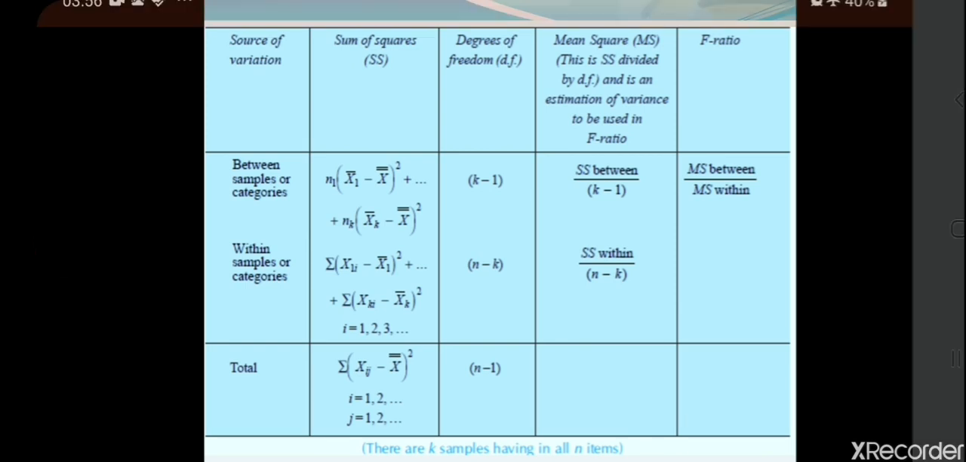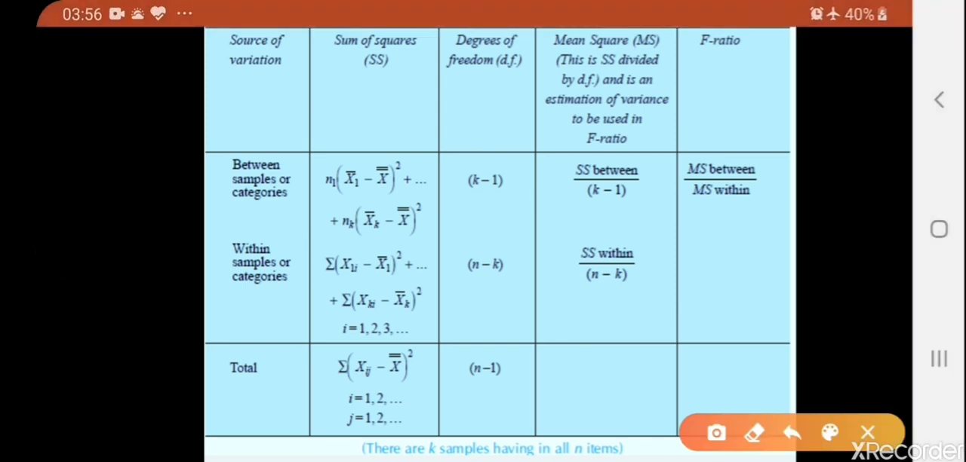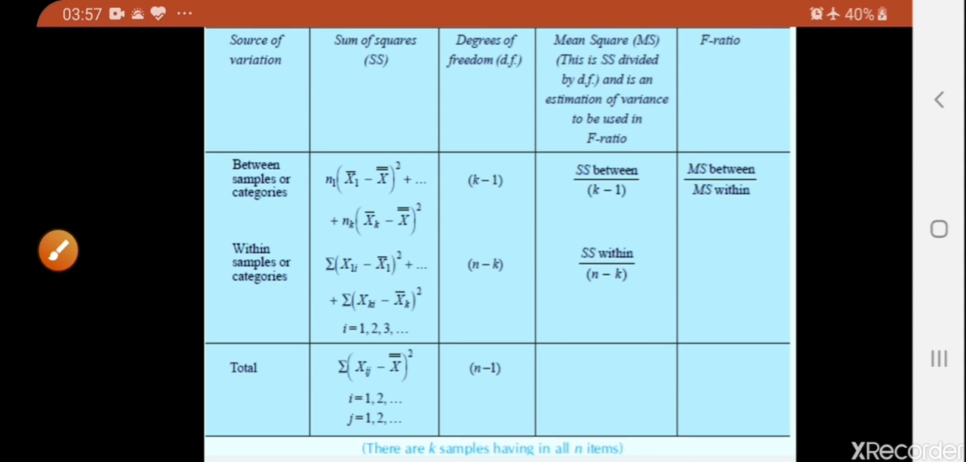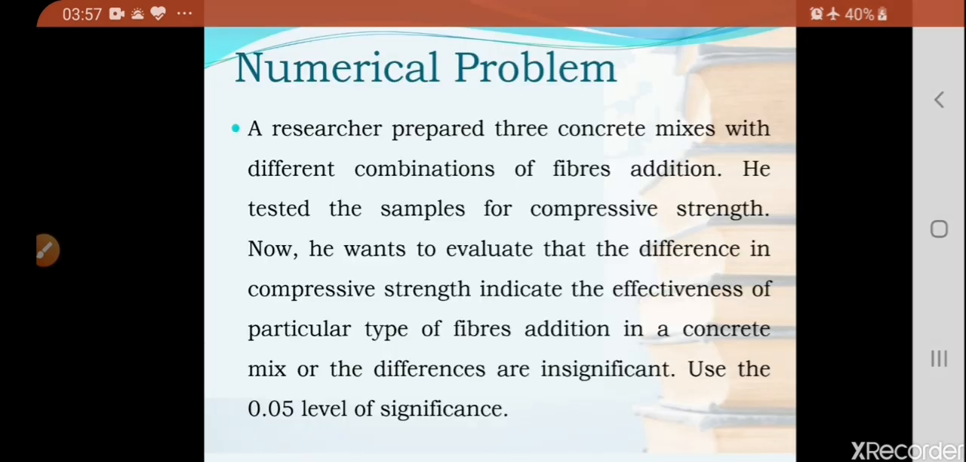Okay, so first of all we will calculate the SS between, then degrees of freedom, then MS between. Similarly, then we will calculate SS within, then degrees of freedom, then MS within. And this is our total SS and degrees of freedom. So our F ratio is MS between divided by MS within, and we have to compare it with the table. For the difference to be significant, this value has to be more than the table value of F. So we will do a numerical on it.